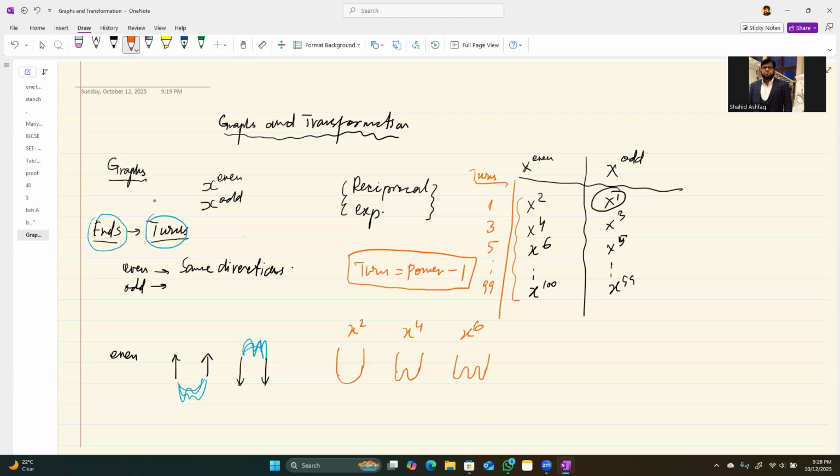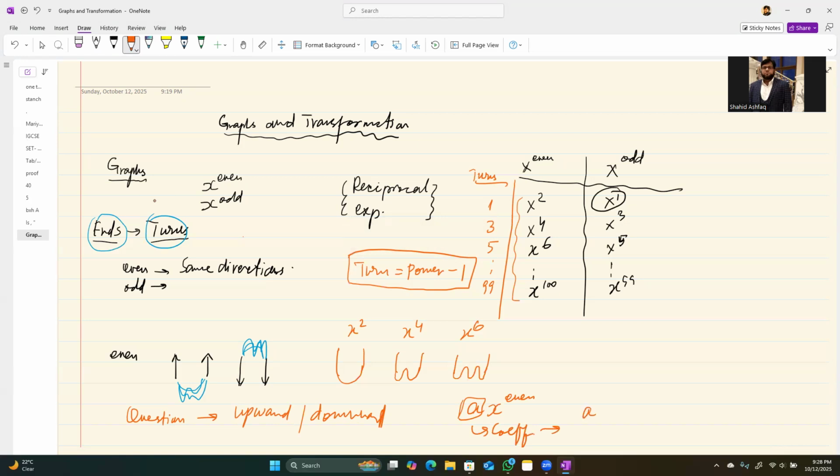Now the question which should come to our mind is: what happens when we take the graph's ends upward and when we take the graph's ends downward? That depends very much on the coefficient of the x to the power of the term. So the coefficient is a very important thing.